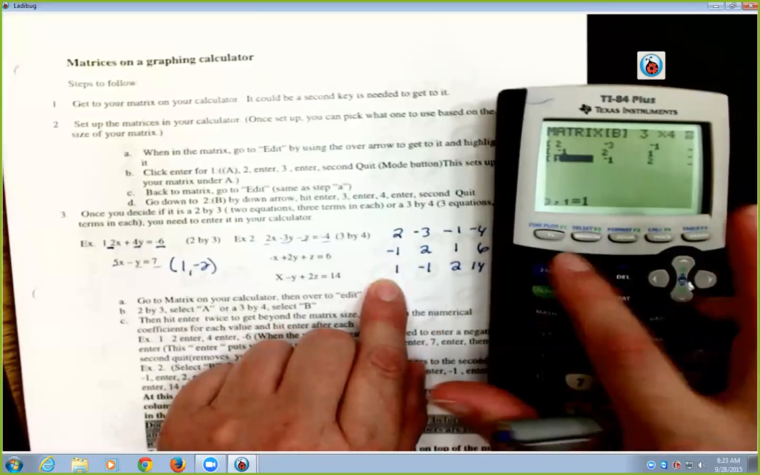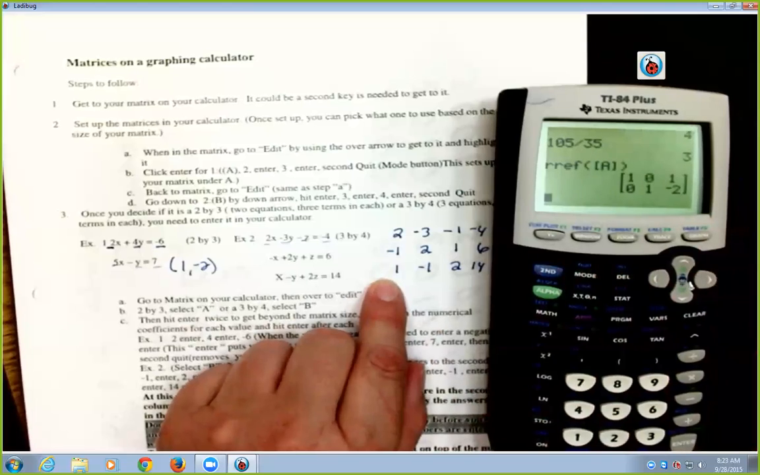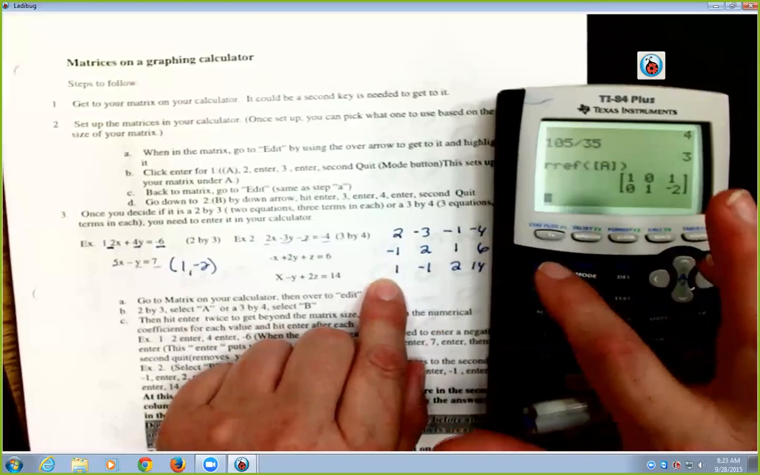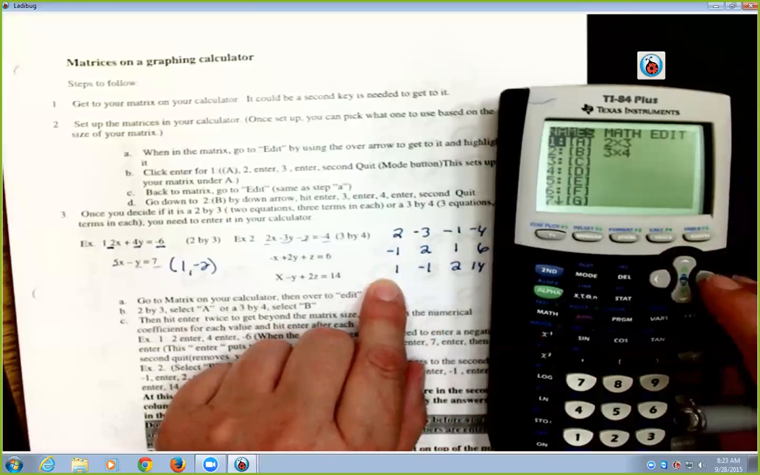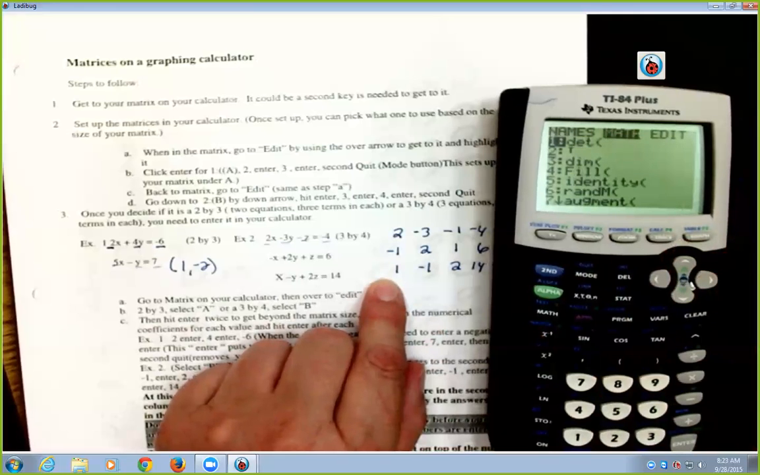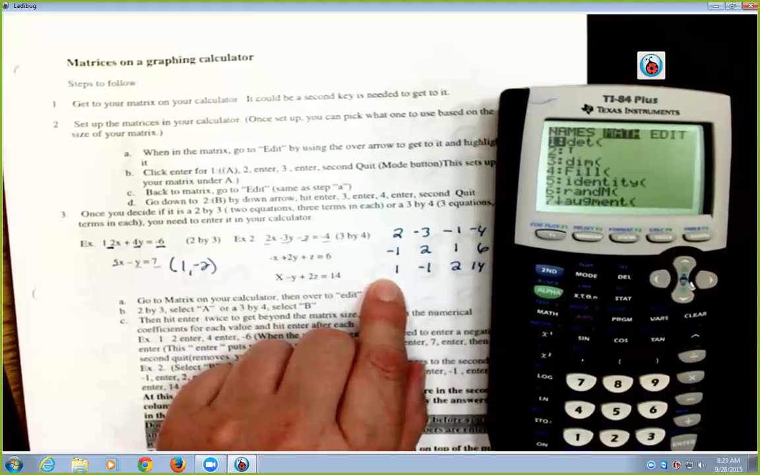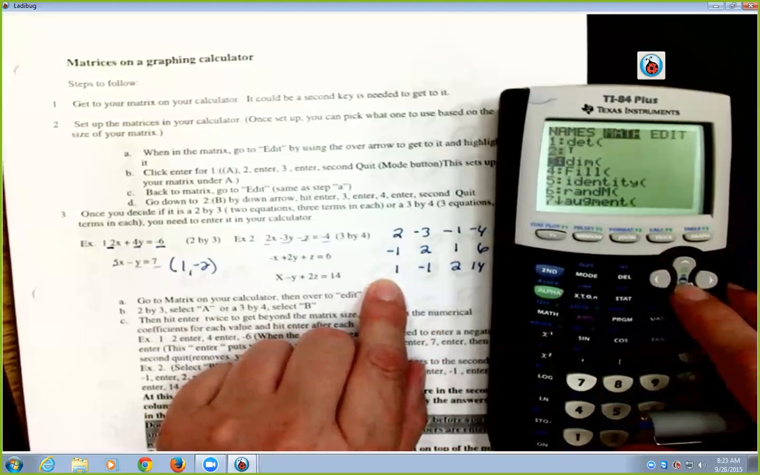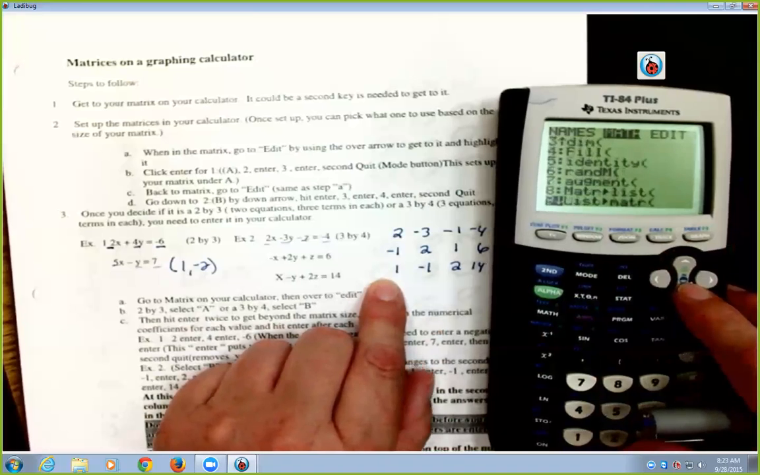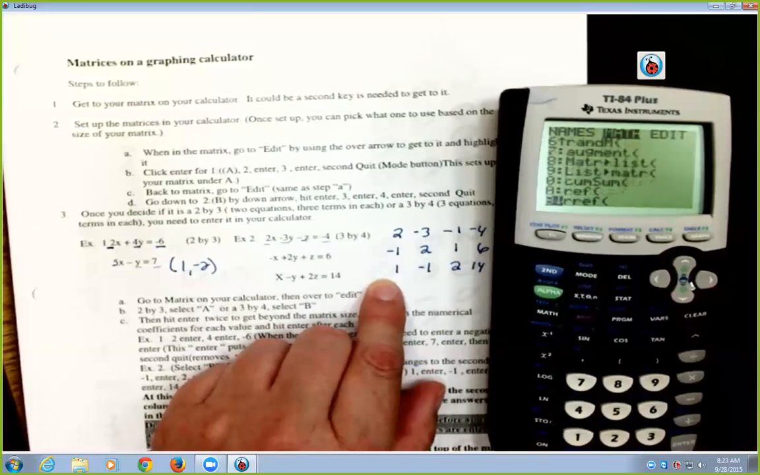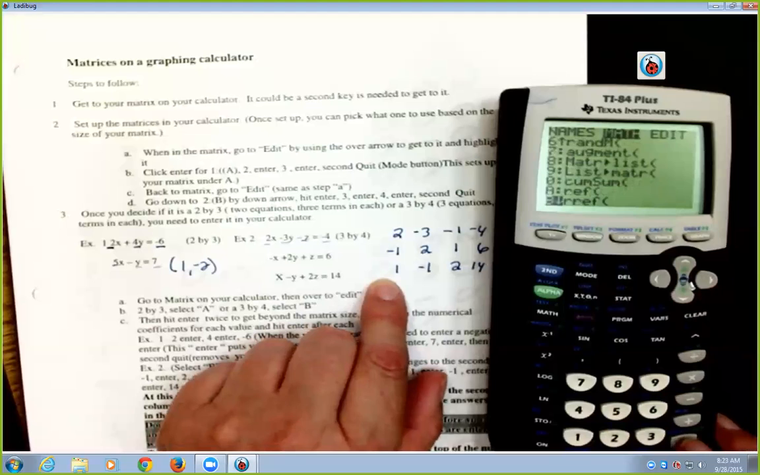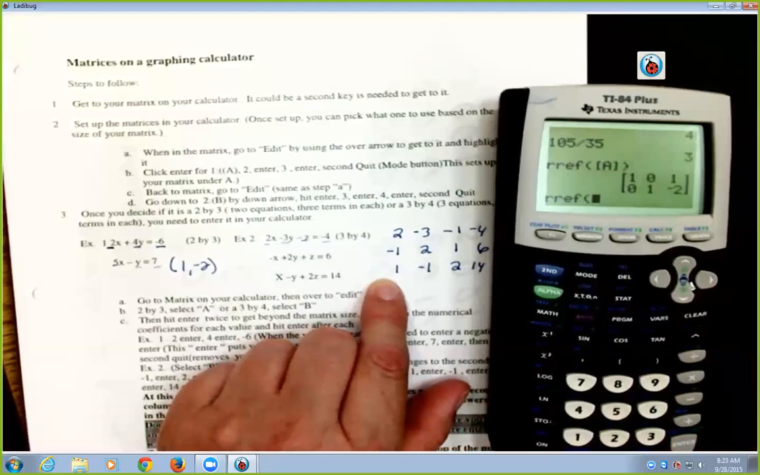So then it's second, quit. Then we're going to go second matrix, over to math. And you can also, if you want, go second and type a letter B and it'll take you down there, or just down arrow to where B is at. So here's B, hit enter. So I want that on my screen on my calculator, that RREF, and that's the solving of your matrix.